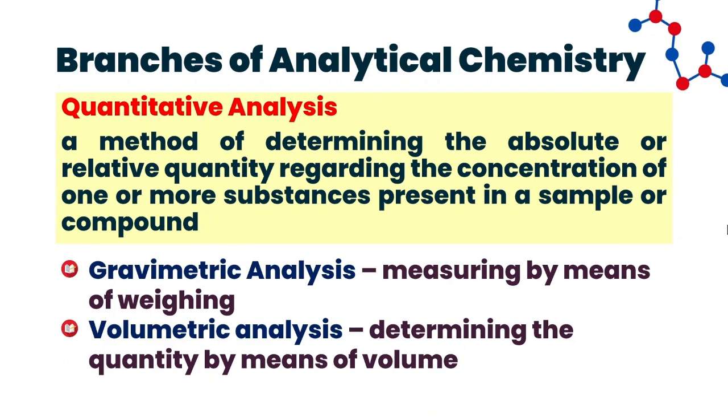On the other hand, quantitative analysis is a method of determining the absolute or relative quantity regarding the concentration of one or more substances present in a sample or a compound. There are two methods for quantitative analysis. One is gravimetric analysis and the other is volumetric analysis. Gravimetric analysis is measuring by weighing the sample. Volumetric analysis, on the other hand, is determining the quantity of a sample by means of its volume.